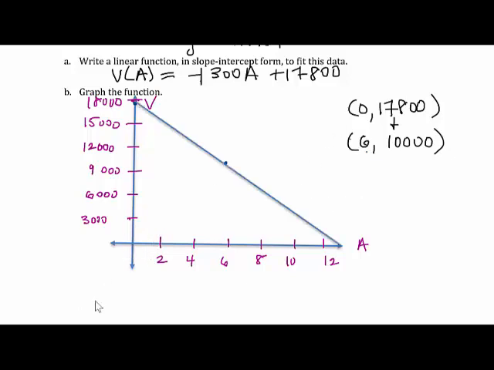Another important point that may be helpful is to find the X intercept, or A intercept in this case. And you can do that by setting V equal to 0. So we have 0 equals negative 1,300 A plus 17,800, and solve for A. And I'm just going to round to one place. That's about 13.7. So then you know that your X-intercept should pass through a point over here at about 13.7.